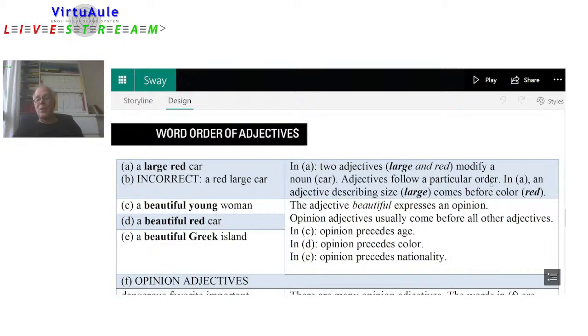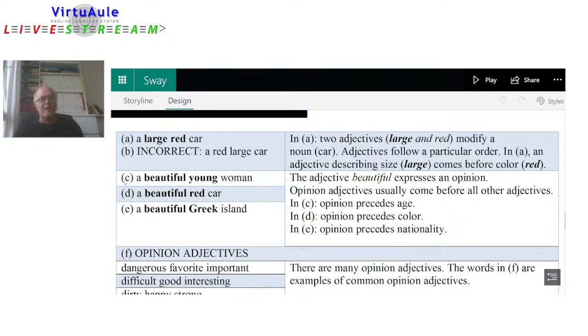Adjectives follow a particular order. In A, an adjective describing size comes before color. So size comes before color. Anytime that you are using two adjectives regarding the size and the color of an object, or of a person, or of a place, a small red apple, a small green apple. Okay, you're always going to use that word order. Let's look at some other examples.